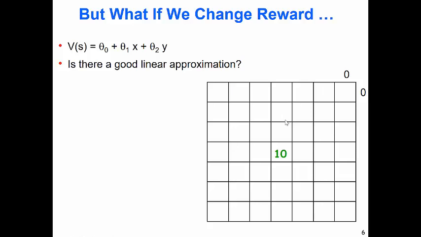And a linear approximator is going to be a plane, right? It's going to be a plane over this space, because it's just in terms of x and y, and you can't fit a mountain with a plane, right? You can't fit the value, so there is none. You could do a least squares fit, but that's the best you could do.